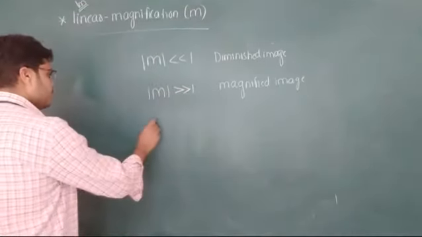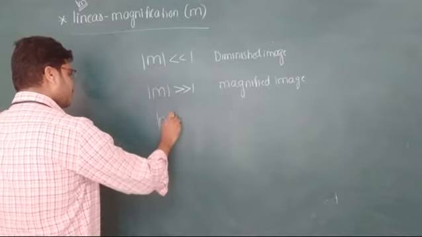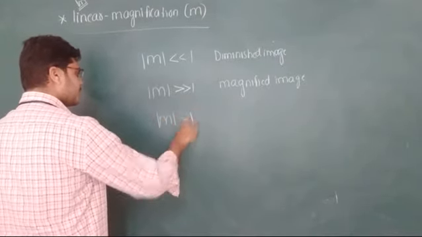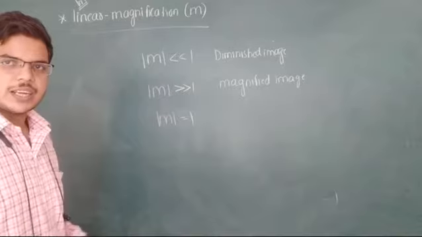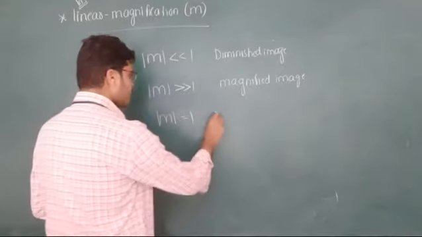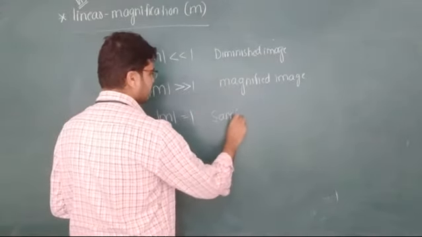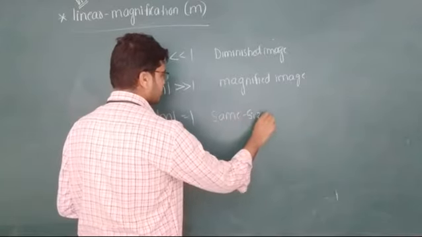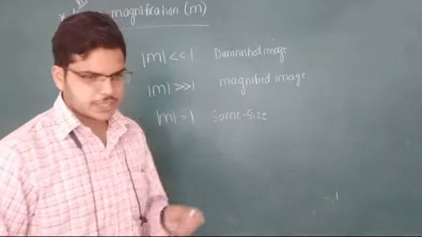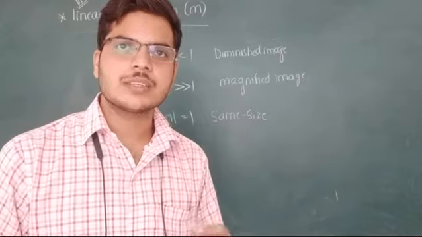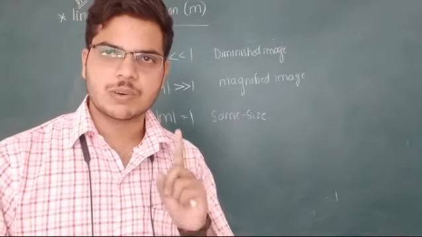Now, if the magnitude of linear magnification is equal to 1, then what will happen? Same size. Object size and image size will be the same if m = 1.